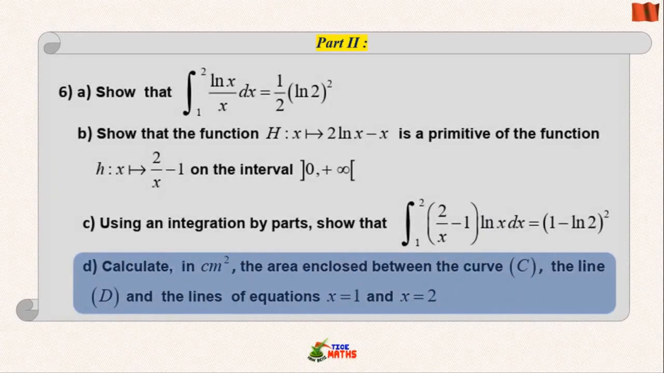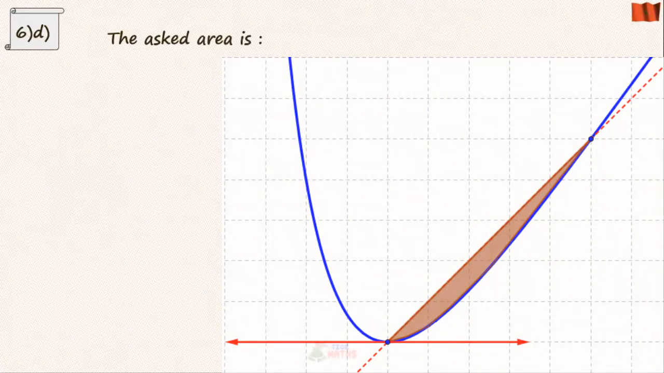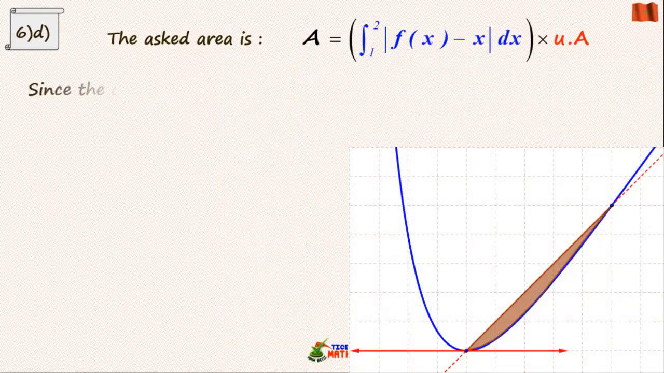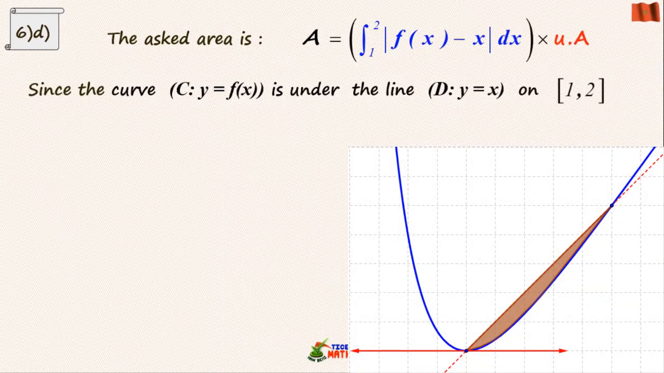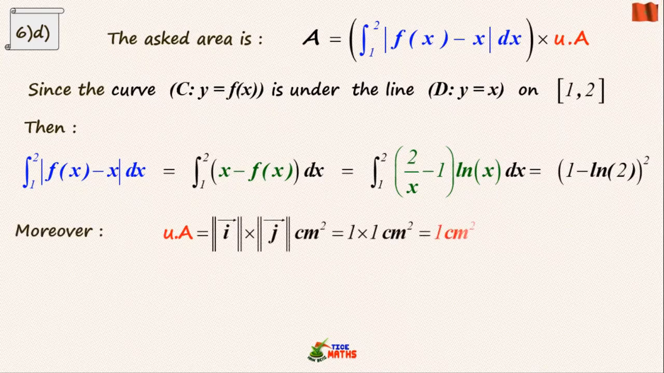In the question 6d, we use the classical formula of an area delimited by two curves and two vertical lines. The relative position of the graph C and the line D on the interval 1, 2 allows us to eliminate the absolute value in the integral. After that, we get the integral of 6c. Just calculate the measurement unit of the surface and get the asked area.